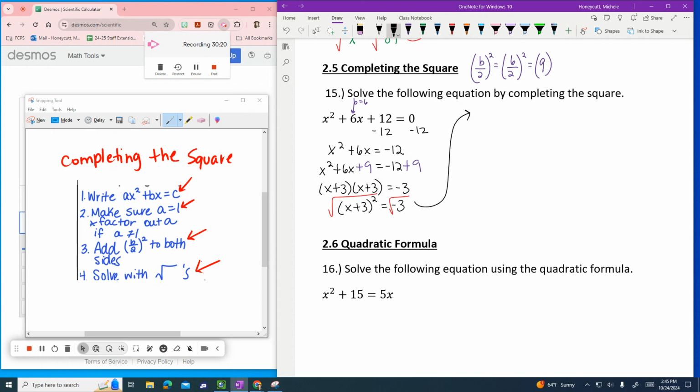I'm going to come over here. The square root of (x plus 3) squared is just x plus 3. And then the square root of negative 3, the only thing I can think to do is plus or minus, negative 1 times 3. There aren't any perfect squares that are factors of 3, so it doesn't simplify. So x plus 3 is equal to plus or minus i square root of 3. Then you can subtract 3 on both sides. And here's our final answer.